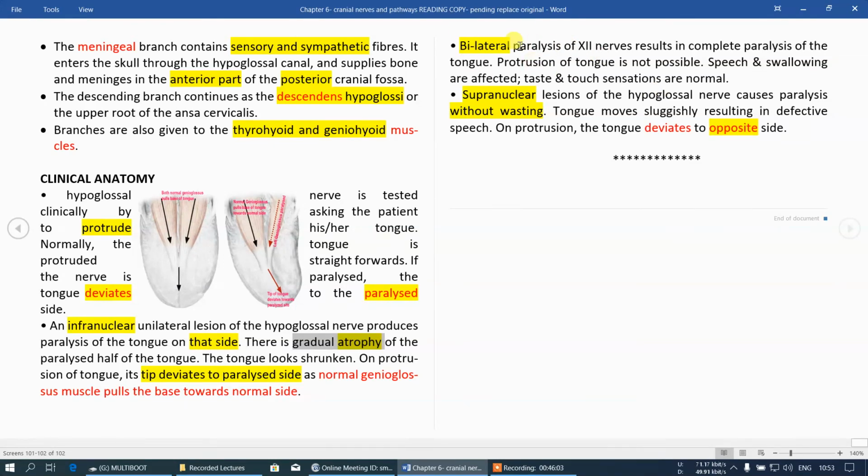So in bilateral nerve palsy, there will be atrophy as well as other function loss. Which are other functions? Speech, swallowing, taste, touch, means whole general visceral afferents, they are lost. In case of unilateral palsy, some of the sensations are spared. You can test them clinically.